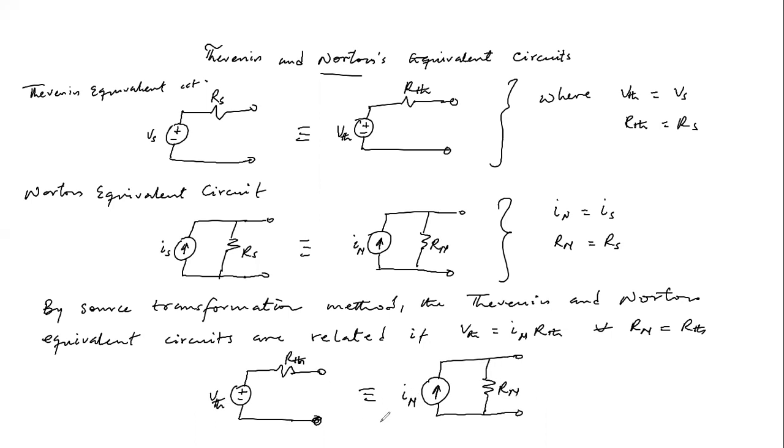Good. Here, for this, we have that V Thevenin is the same as I Norton times R Thevenin, and the Norton resistance is the same as the Thevenin resistance.